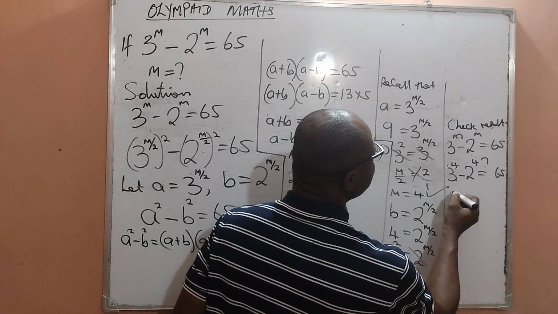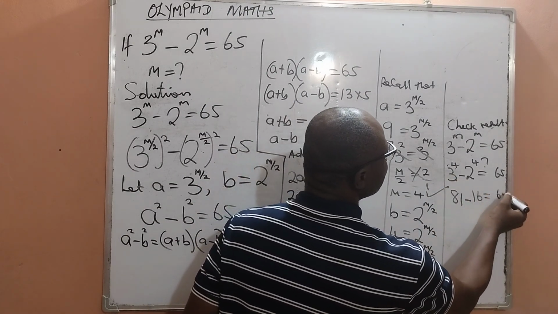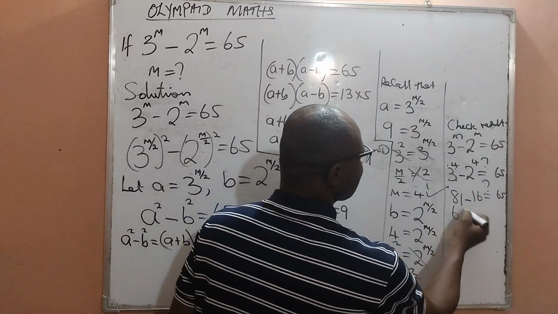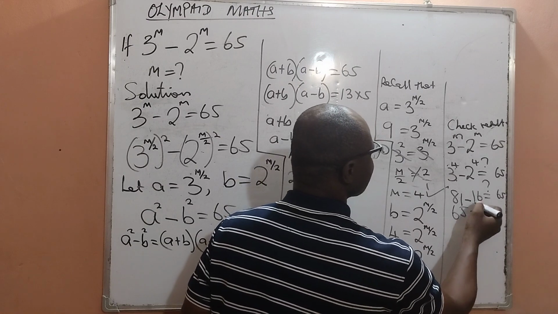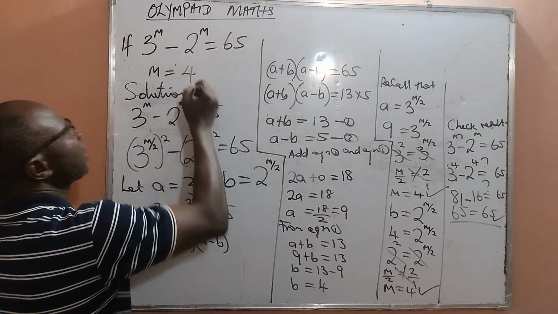3 raised to the power 4 is 81 and 2 raised to the power 4 is 16. Will this be equal to 65? Yes. 81 minus 16 is exactly 65. Very correct. Therefore, the value of m is equal to 4.